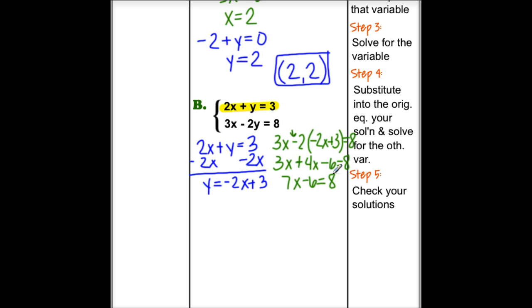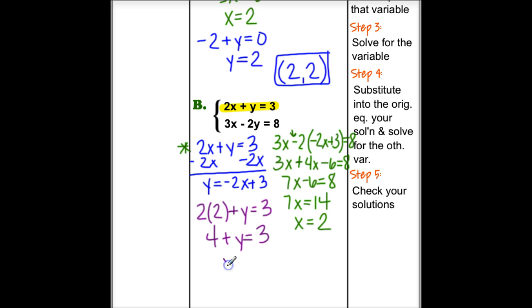We'll add 6 to both sides, giving me 7x equals 14. Divide by 7 and we get x equals 2. So then I can go ahead and put that back into the original equation of 2x plus y equal to 3. And I get 2 times 2 plus y equal to 3. 2 times 2 is 4, so I have 4 plus y equals 3. Subtract 4 on both sides, and I get y equals negative 1. So my solution is 2, negative 1.